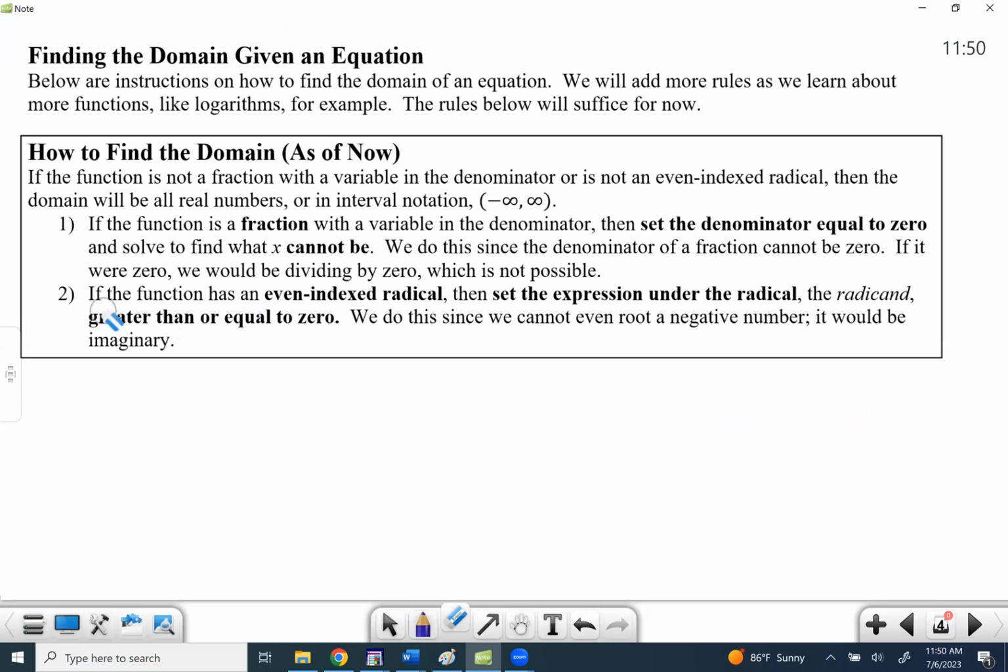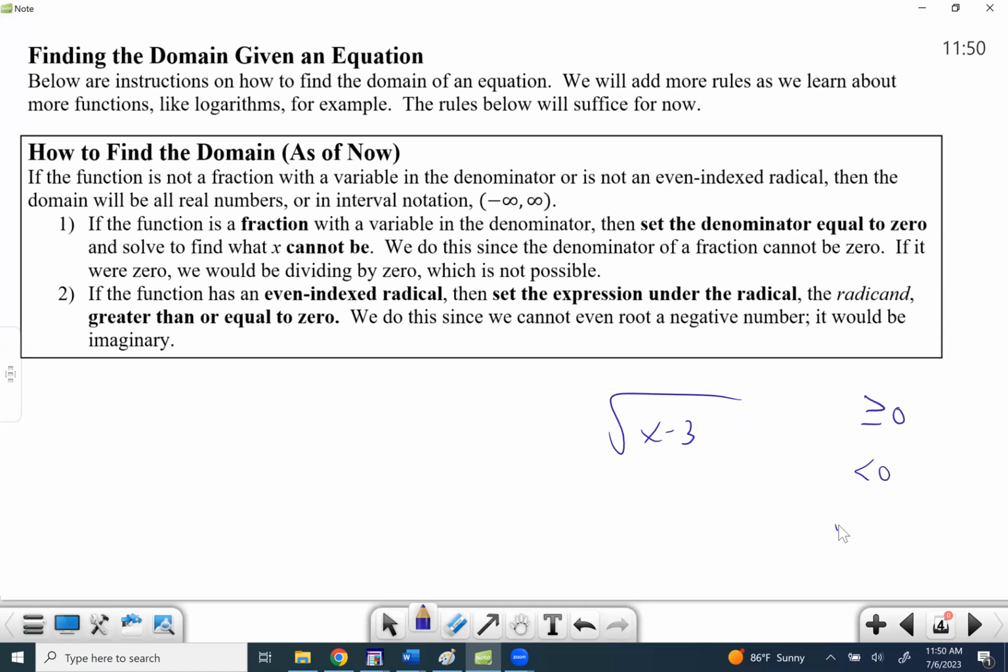Okay. Number 2, if the function has an even indexed radical, then set the expression under the radical, known as the radicand, greater than or equal to 0. So let's think about why we do this. If I have a radical, this stuff has to be greater than or equal to 0, because if it's not, think about the opposite of greater than or equal to 0. Well, less than 0, aka negative, would be the opposite of that.